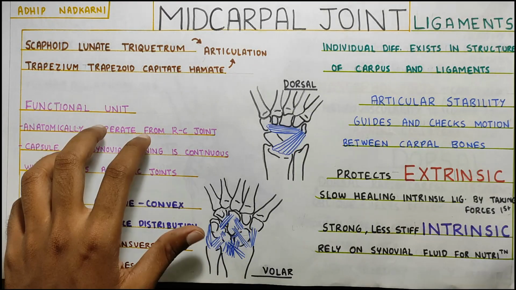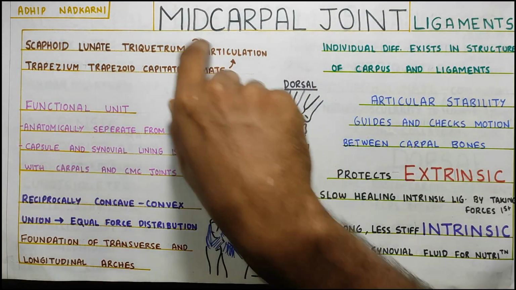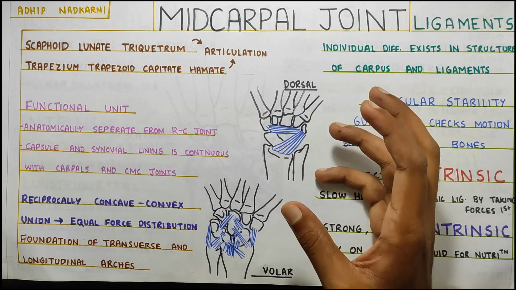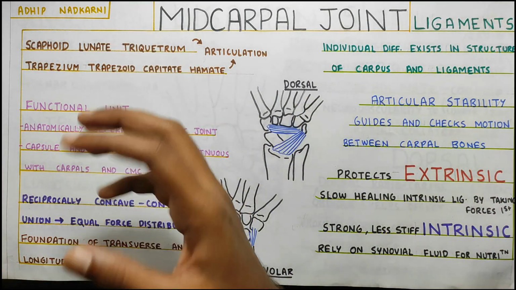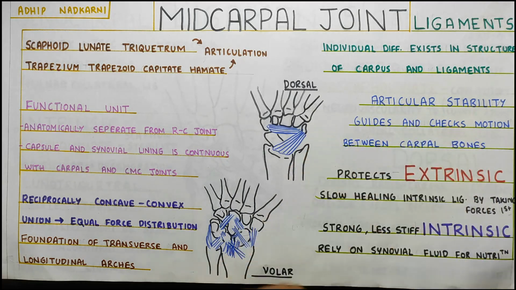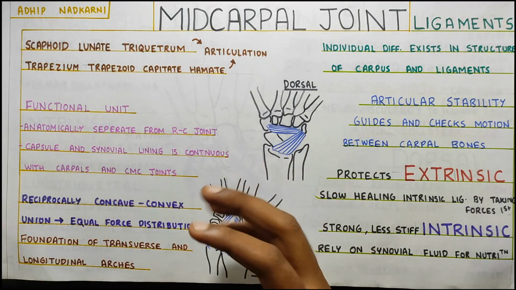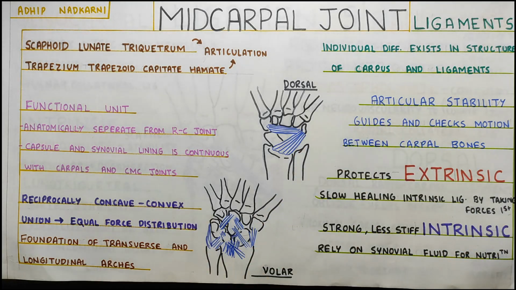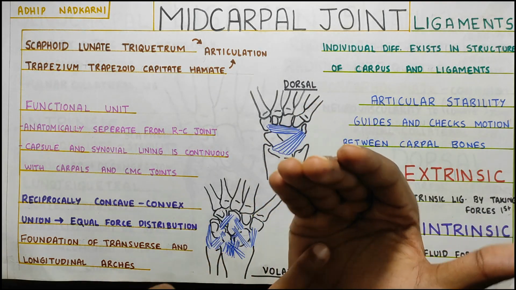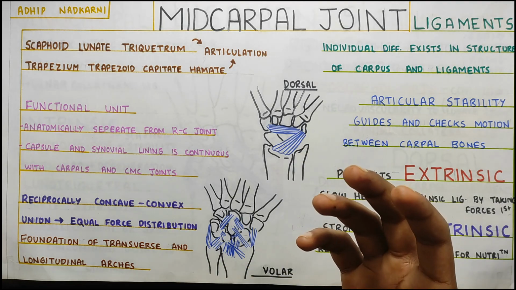So first we started with the midcarpal joint. We saw what the articulation was. All the bones were articulating except your pisiform. We saw how it is a functional unit, but anatomically it is separate. It is reciprocally concave convex, that is saddle shaped. And we also saw that it forms the foundation of your transverse and longitudinal arch.